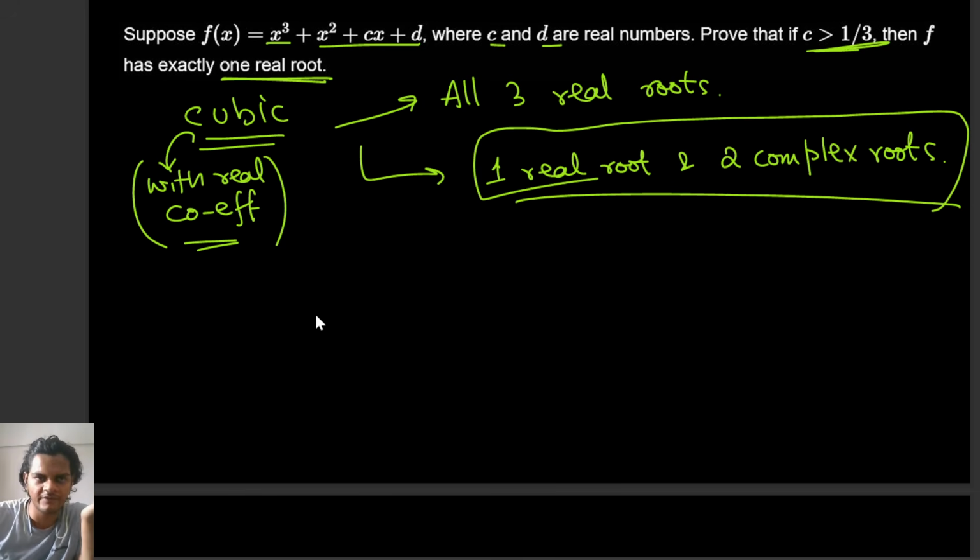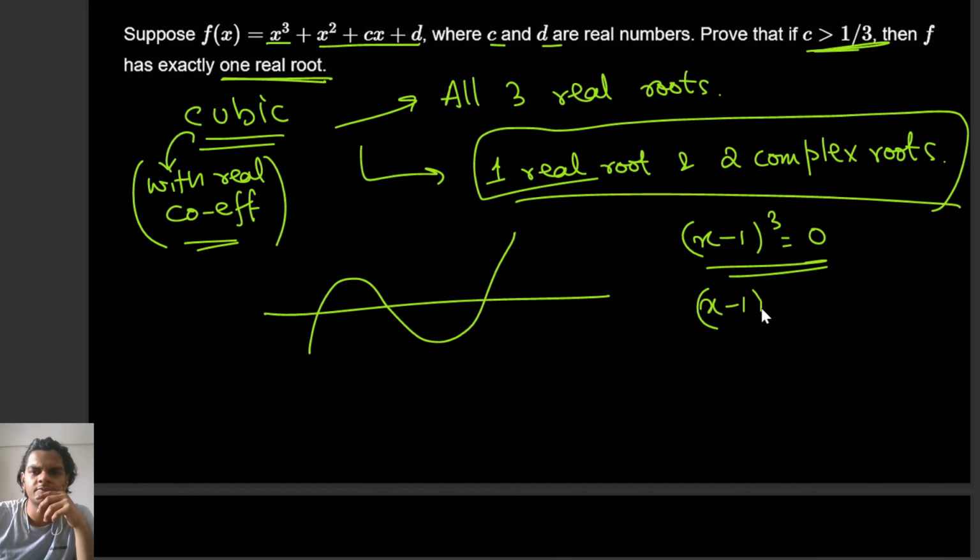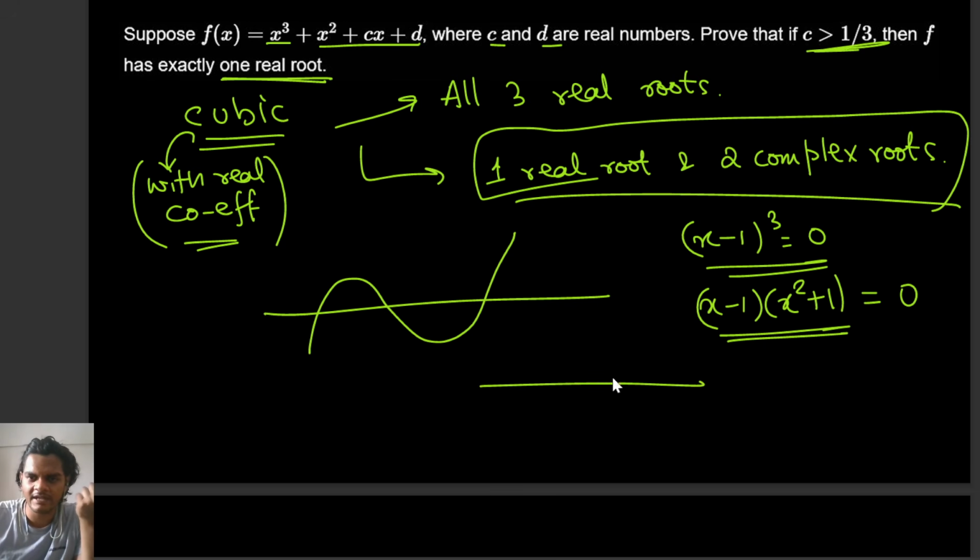If you look at the graph of it, if a cubic has all three real roots, it will be like this. But if a cubic has only one real root, one case is x minus 1 whole cube equal to 0. This definitely has one root, but that does not mean it doesn't have other real roots. So something like x minus 1 into x square plus 1 equal to 0. This is a cubic, but it has only one root.